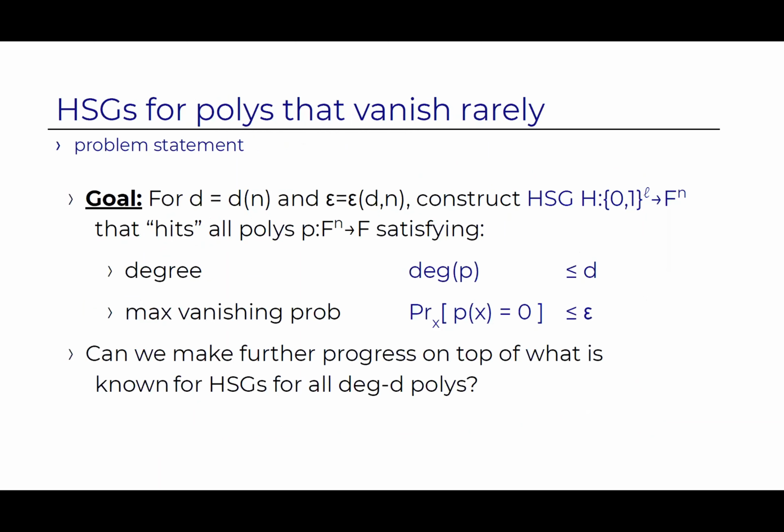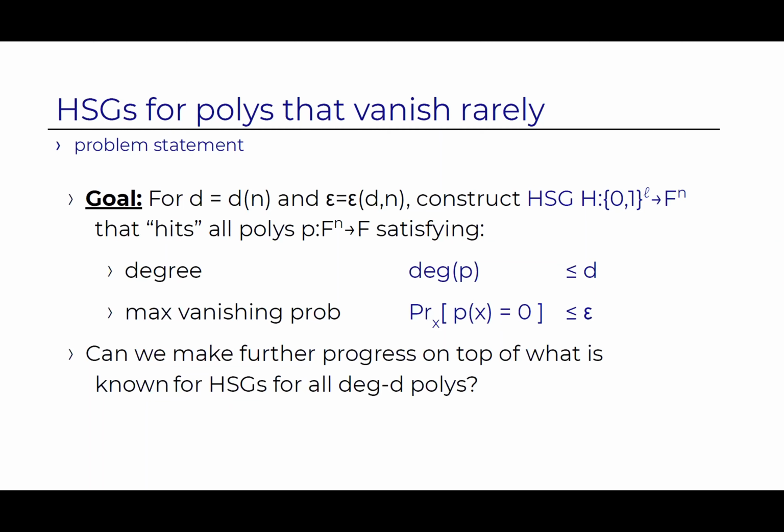Okay, so let's be formal. We fix a degree, and we fix a parameter epsilon that will quantify the "rarely" in "vanish rarely". And our goal is to construct a hitting set generator that hits all degree d polynomials such that the probability over a random input that the polynomial vanishes is at most epsilon. The implicit question here is, can we make further progress in this special case on top of what we already know for the general case of all degree d polynomials?